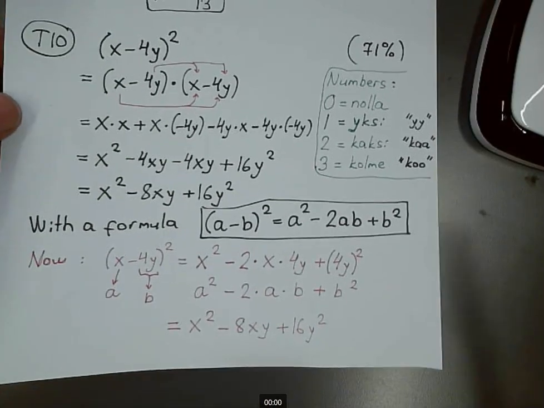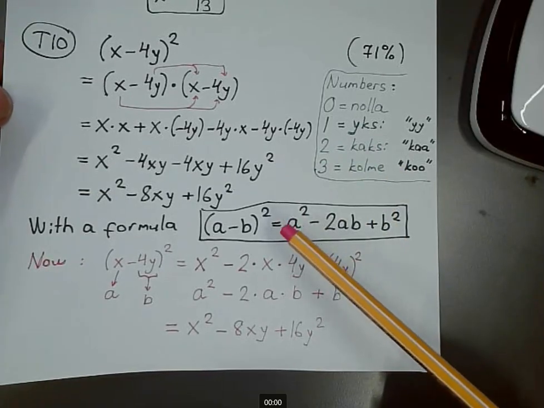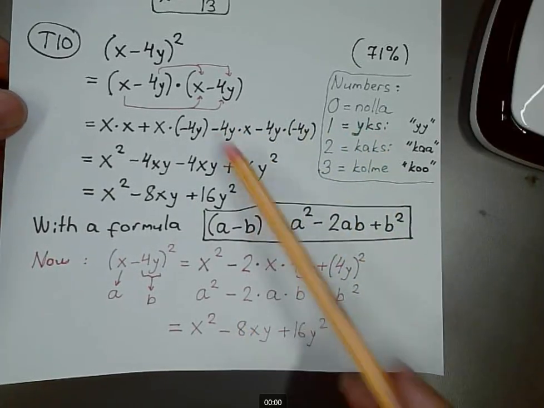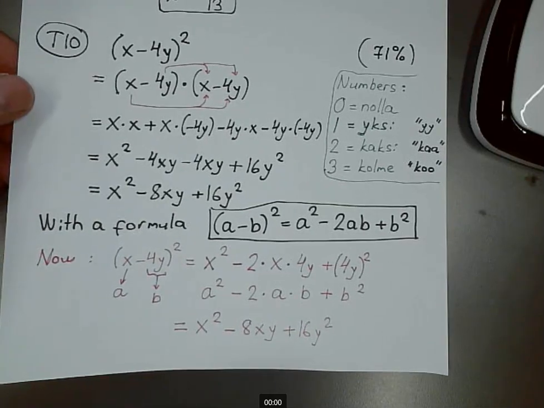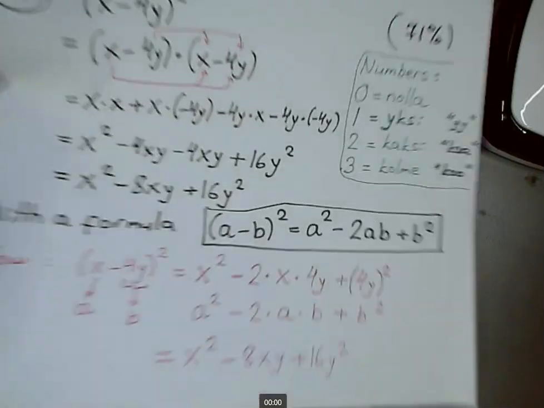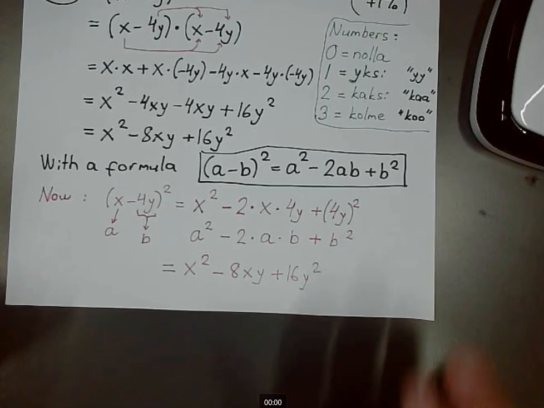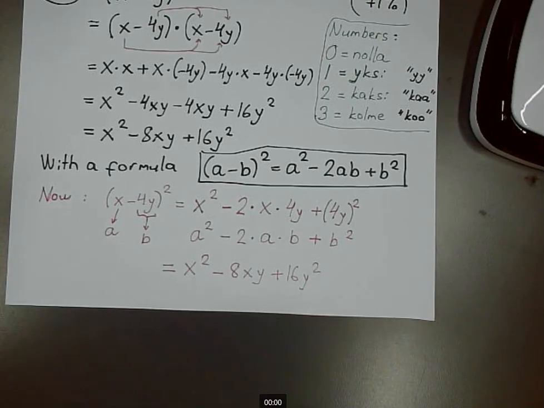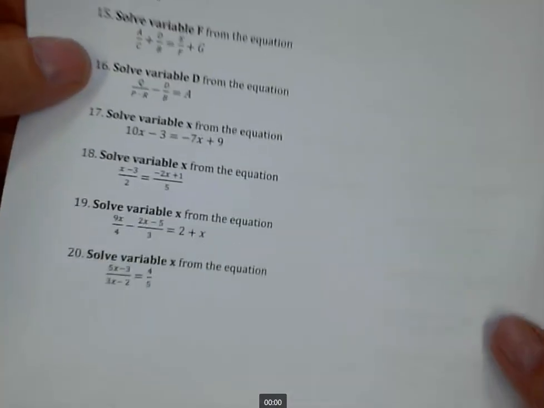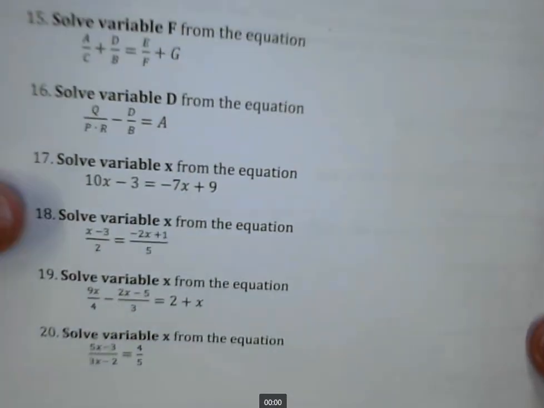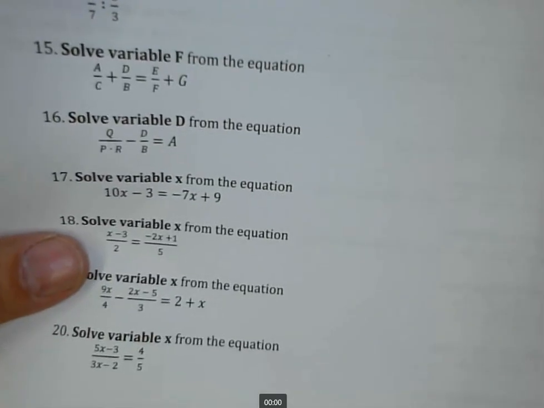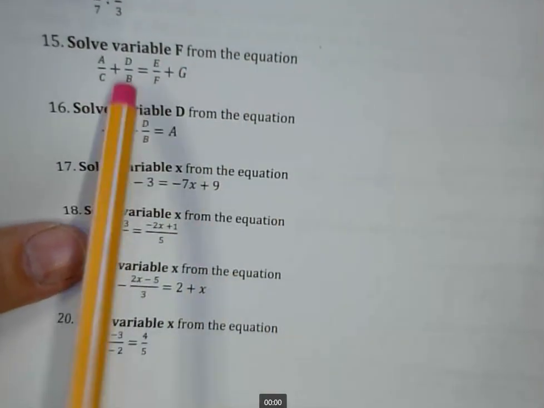It is important to learn to solve problems in many ways, and for example, these two ways are in this problem. Good. That is number 10. And what is the second? Next, 15. That is the first equation where we don't have any numbers at all. 15. Solve variable F from this equation.